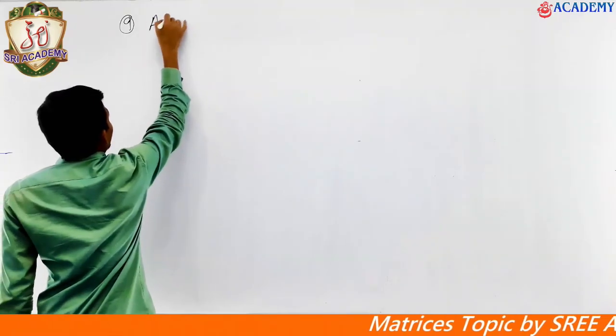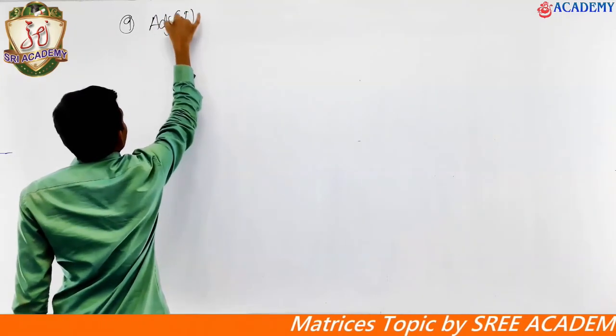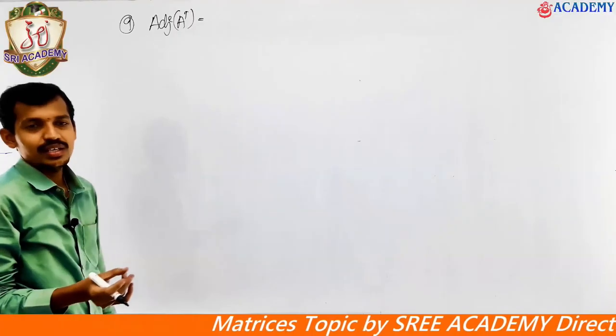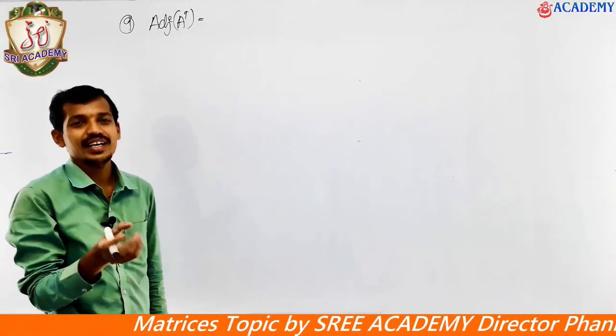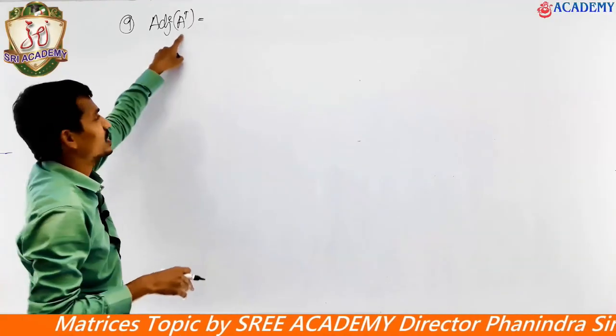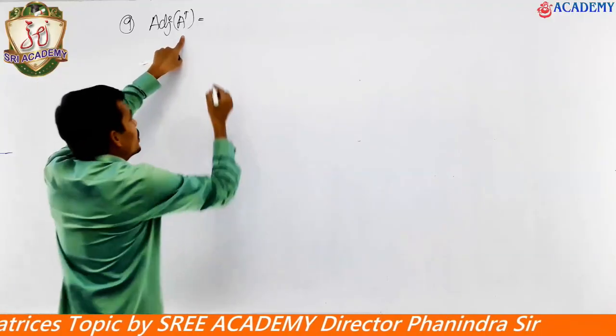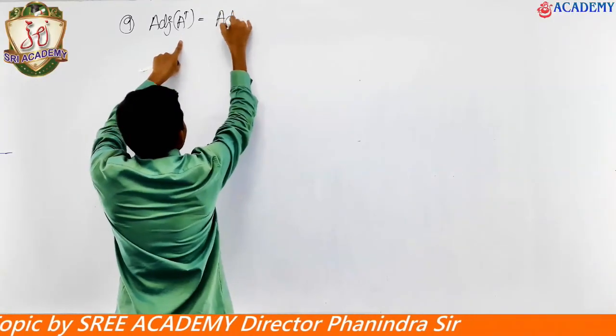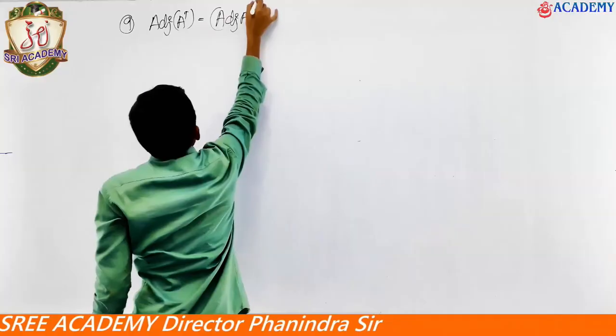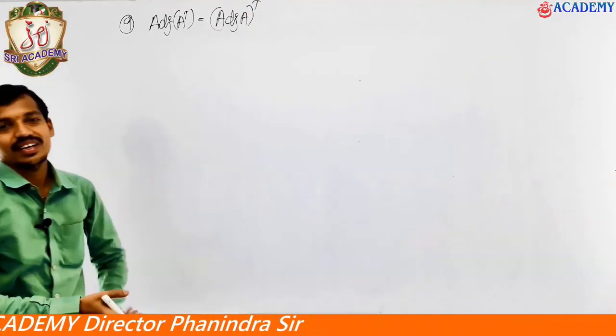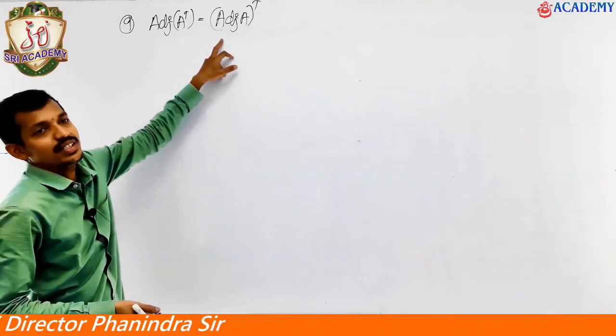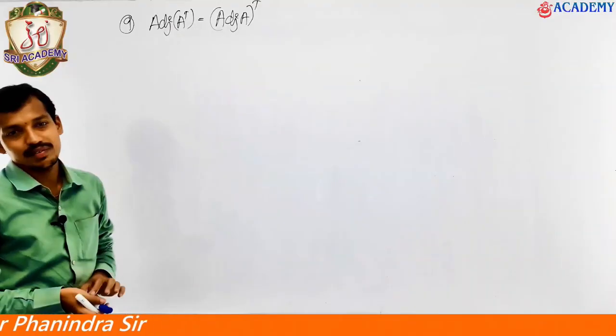Adjoint of A transpose means, indirectly, if A is given, you have to find A transpose first, and after that you have to find the adjoint of A transpose. Either you can find it like this also: adjoint of A whole transpose is also going to be adjoint of A transpose, and after finding the adjoint, if you transpose also, both are going to be equal.